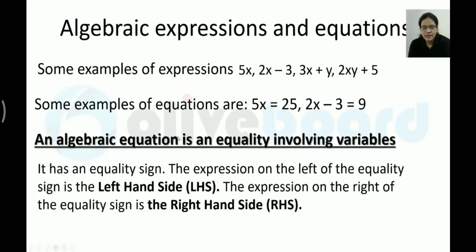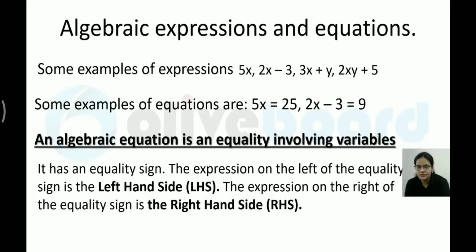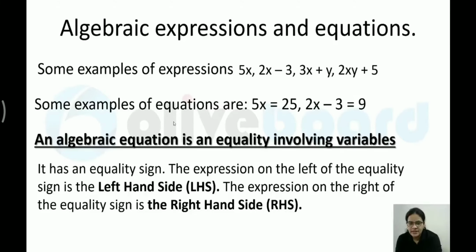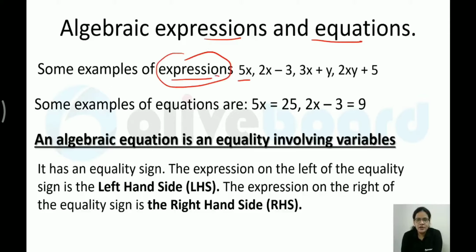Now this is where many students make mistakes. What is the difference between an algebraic expression and an algebraic equation? Rather than telling you the definition directly, I would like you to observe a few examples. The first example is 5x. These are examples of expressions: 5x, 2x minus 3, 3x plus y, 2xy plus 5. These are examples of your algebraic expression.